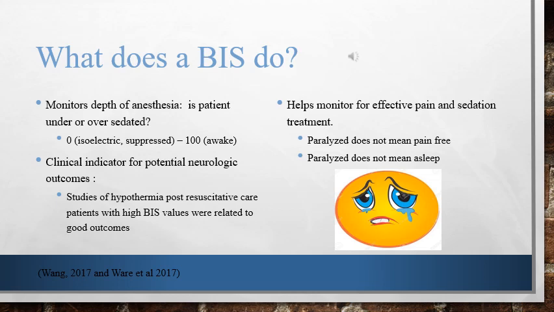But for now, you just know 100 is awake and 0 is everything is suppressed and there's no brain activity at all. These things can be used as a good clinical indicator to trend for survival post-hypothermia protocols for post-resuscitative care. And research has shown that the higher that BIS value is, the better the neurological outcome is for the patient. So that's a good indicator to use a BIS as well because it shows evidence.